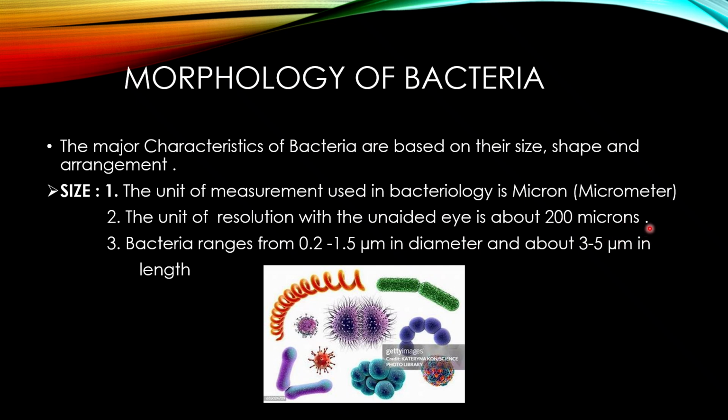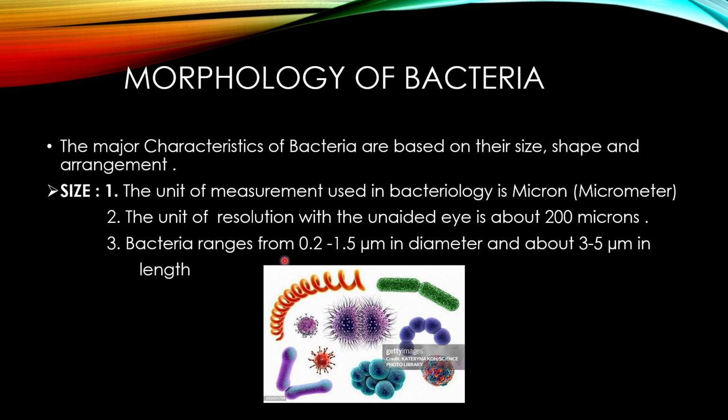That means our human naked eye can visualize only up to 200 microns, or I can say it can distinguish between two closely spaced objects when they are 200 microns apart. When it is less than 200 microns, we cannot visualize it with the naked eye, and hence to visualize bacteria we require a special instrument called a microscope.